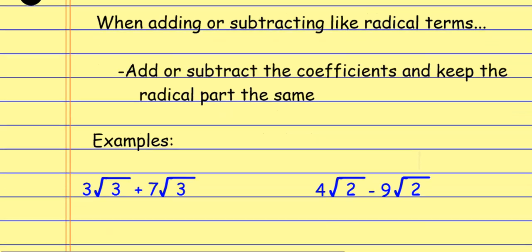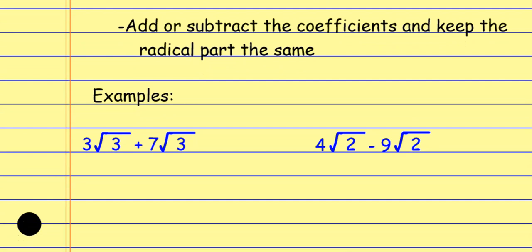For example, if I look at something like this, I've got a 3 square root of 3 plus a 7 square root of 3. And so the question is, am I allowed to add these together? Are the radical parts exactly the same? One of them is the square root of 3. The other one also has a square root of 3. Those pieces are identical, so I'm allowed to add these together. And again, I just ignore the radical part.